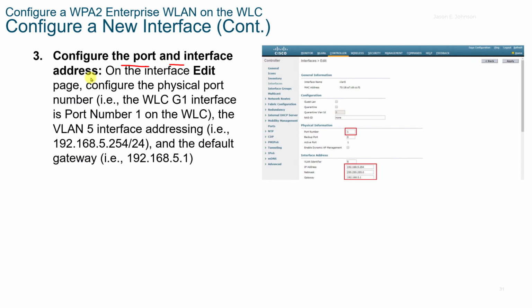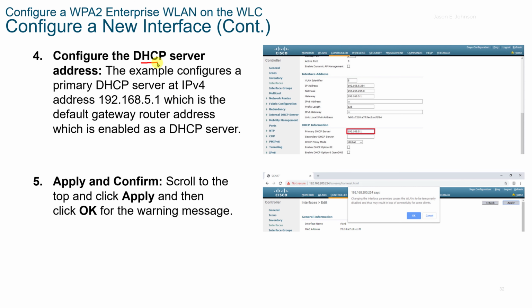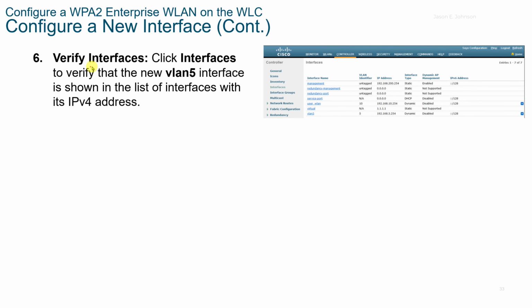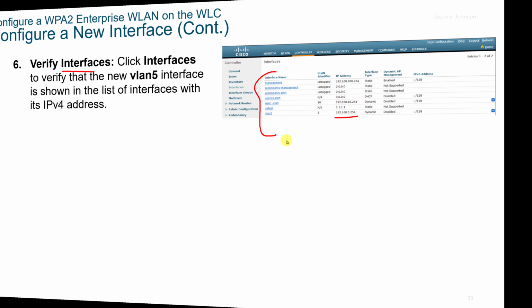We configure the port and interface address on the interface edit. We configure the DHCP server address right here, and then we apply and confirm. We then verify our interfaces to make sure they are connected, and the interfaces should show the new VLAN 5 interface, and it should be shown with the IPv4 address.